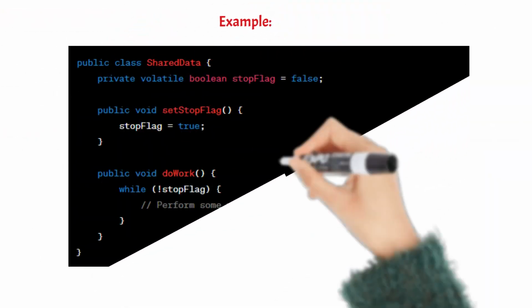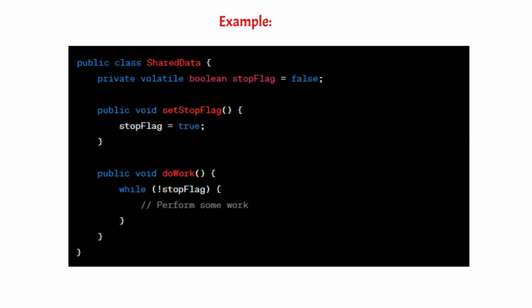Example. In this example, the stopFlag variable is declared as volatile. The setStopFlag method is called by another thread to set the stop flag to true, which will be immediately visible to the thread executing the doWork method. The doWork method continuously checks the value of stopFlag and stops its execution when it becomes true. By using the volatile keyword, you ensure that changes made to the stopFlag variable in one thread are immediately visible to other threads, thus facilitating proper communication and synchronization between threads.